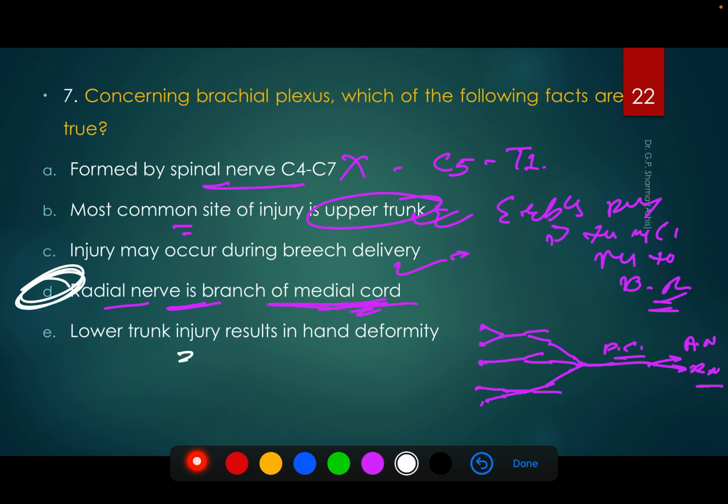Lower trunk injury results in hand deformity. Yeah, that's true, because it's involving our what? Intrinsic muscles of the hand. So our answer should be what? The D, right?